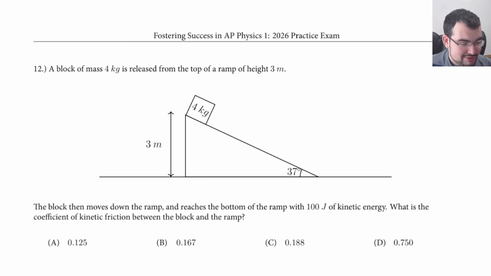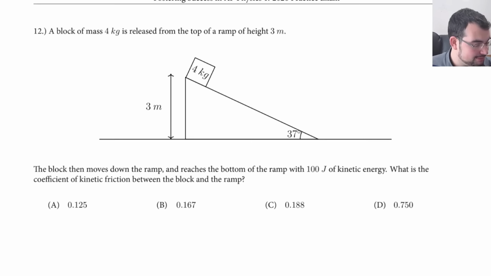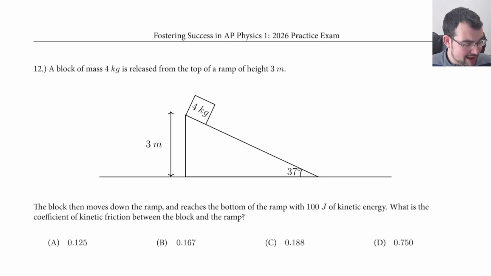All right, a block of mass 4 kilograms is released from the top of a ramp of height 3 meters. The block then moves down the ramp and reaches the bottom of the ramp with 100 joules of kinetic energy. What is the coefficient of friction between the block and the ramp? So this is going to be some sort of work energy problem, right? Because we're talking about energies and friction. So anytime there's friction and energy, we need to figure that out.